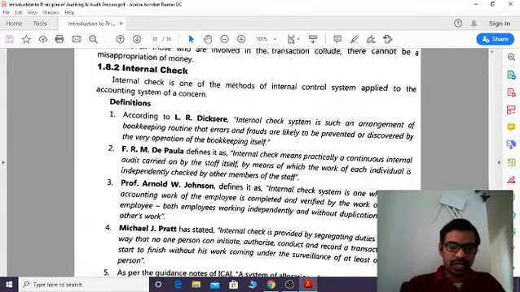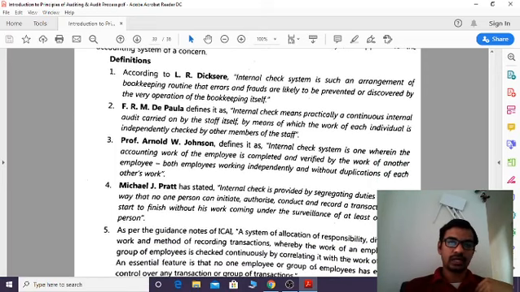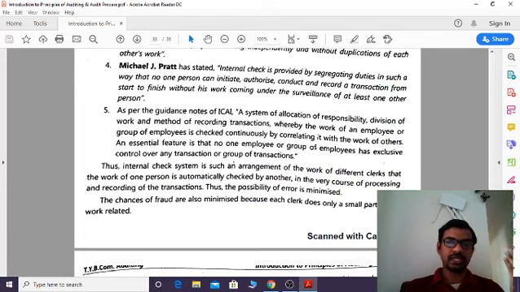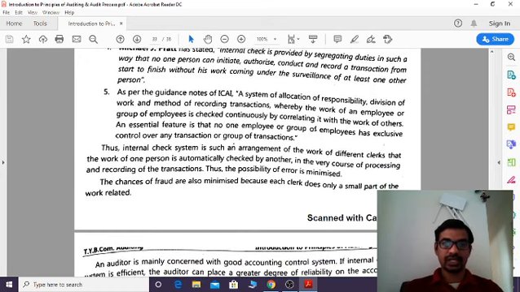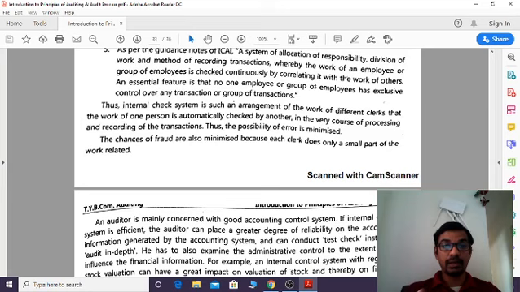The next one, internal check. Internal check is one of the methods of internal control system applied to the accounting system of a concern. So what is internal check? Internal check is related to the financial work, and that financial work is properly checked under internal check. The internal check system is such an arrangement of the work of different clerks that the work of one person is automatically checked by another in the very course of processing and recording of the transaction. Thus, the possibility of error is minimized. So, it is what?